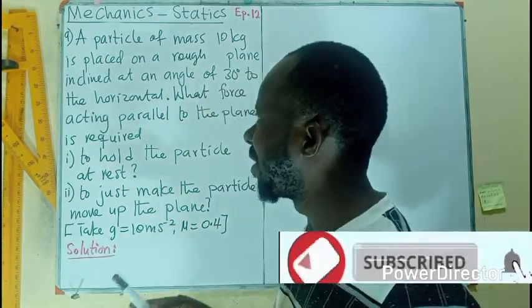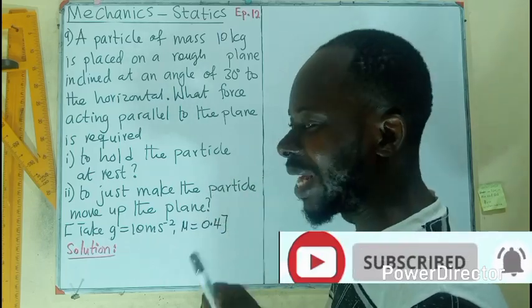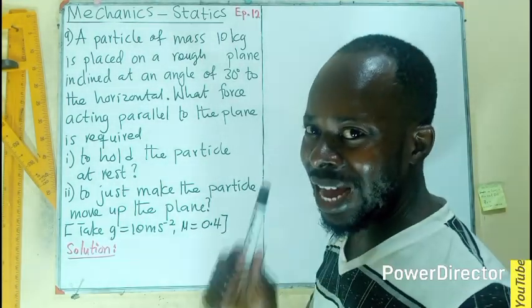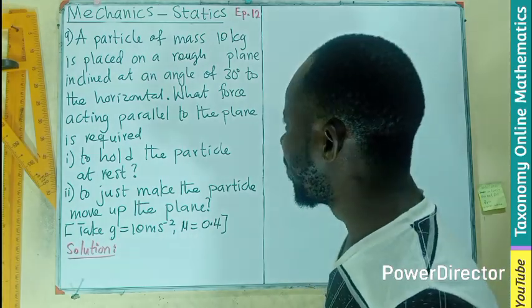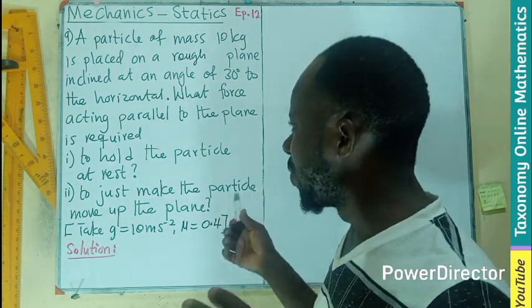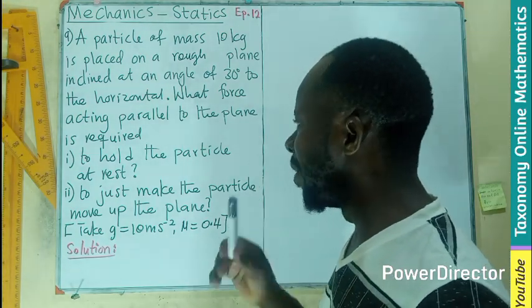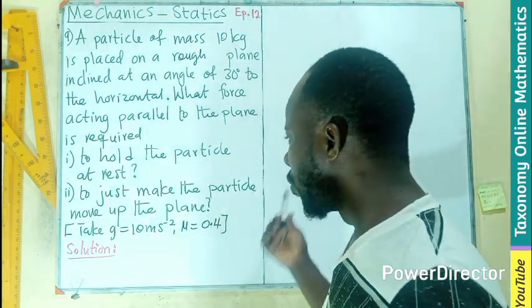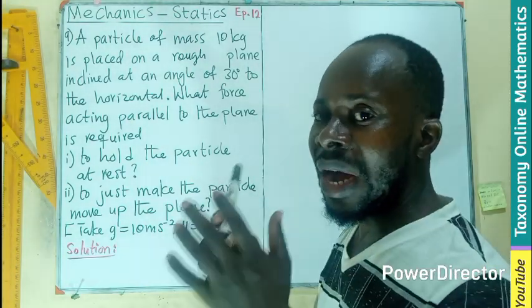So in this question, we have a particle of mass 10 kg placed on a rough plane inclined at an angle of 30 degrees to the horizontal. We are looking for what force acting parallel to the plane is required: one, to hold the body at rest; two, just to cause the particle to move upward.